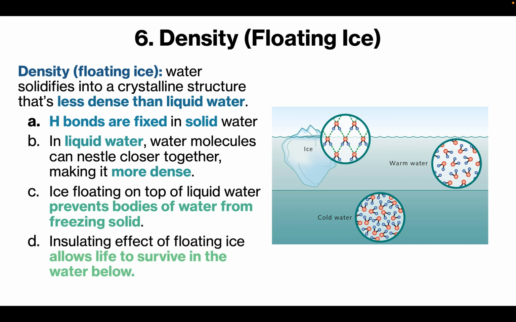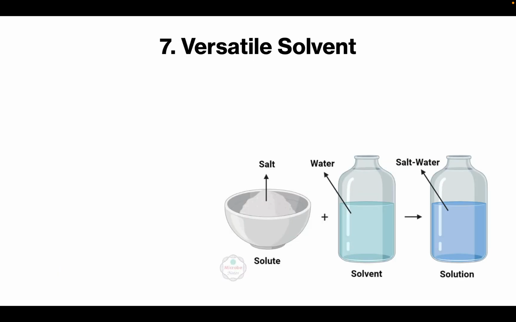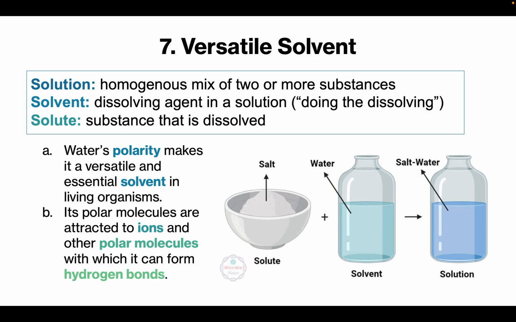And also the layer of ice on the top of, like, a frozen lake, for example, is, in addition to preventing full freezing down to the bottom, going to insulate the water that's below it, and that's going to allow life to survive underneath in relatively warmer water than it would be. And finally, let's talk about water's role as a versatile solvent.